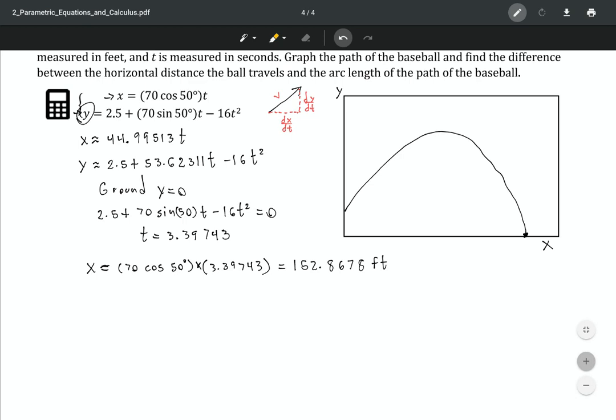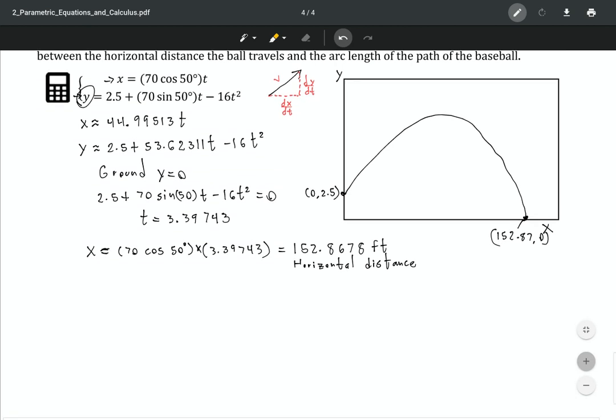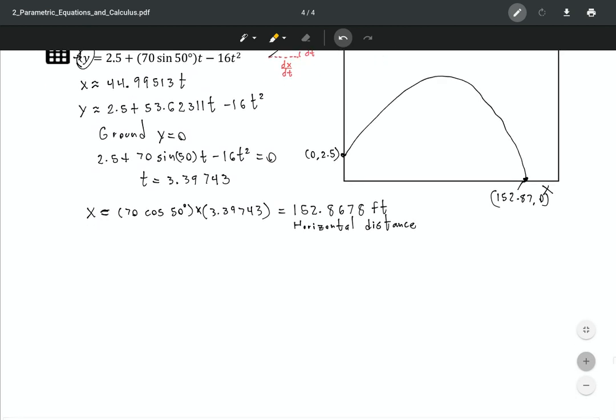All right, so again, what I just found was a horizontal distance. Which would be that. So this is like 152.87 comma 0. And that point right here would be 0 comma 2.5. Or that would happen if you plug in a 0 for t. Okay, so if you don't know how I got that.